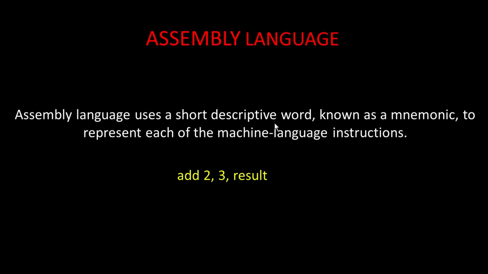Assembly language uses a short descriptive word known as mnemonic to represent each of the machine language instructions. The mnemonic add simply means to add two numbers. So take for instance, we want to add the number 2 and number 3. In assembly language, we might have to write out the code in this form.